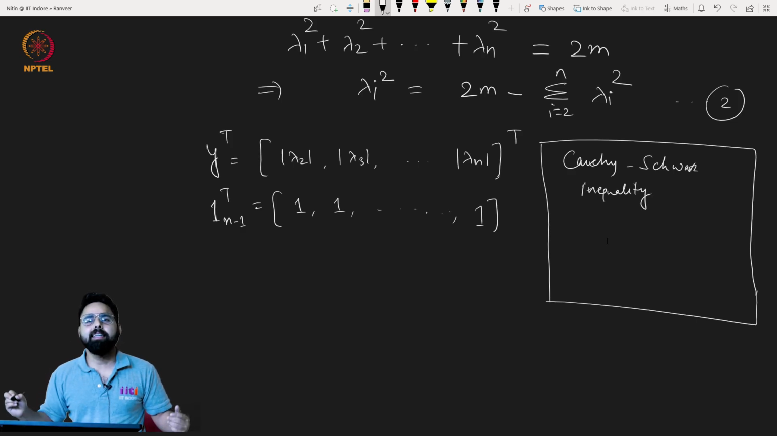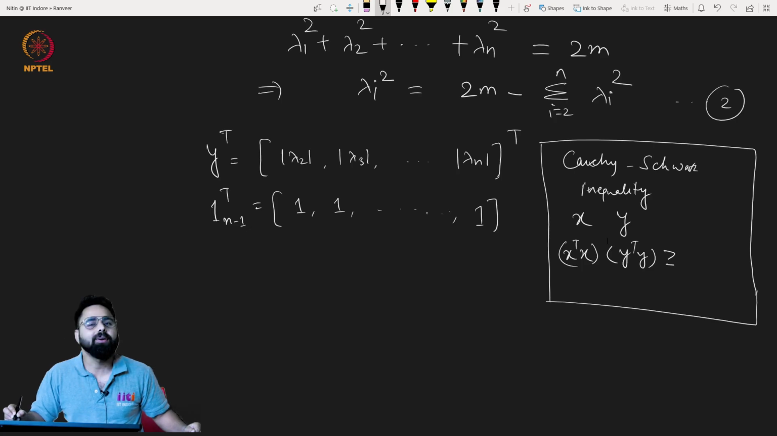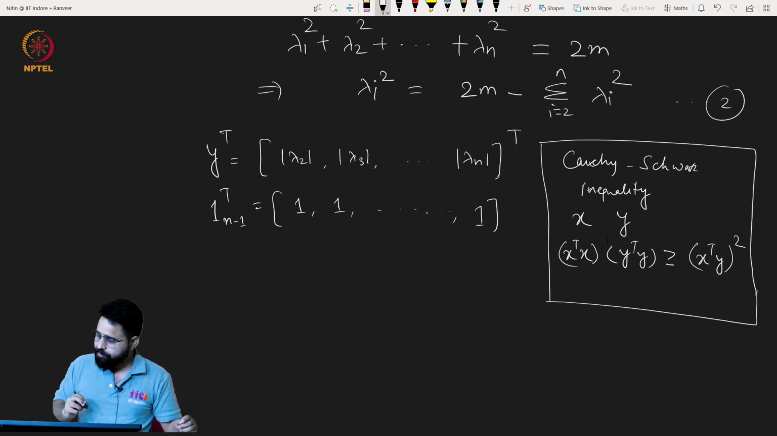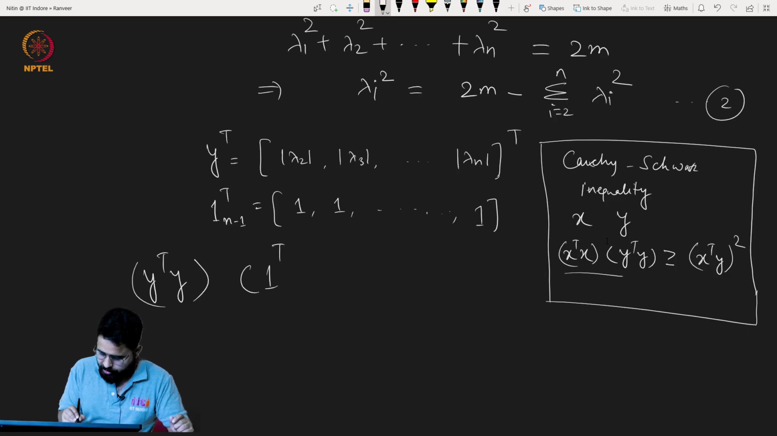It means this: suppose you have two vectors x and y. You take the dot product of vector x with itself and multiply it with the dot product of y with itself. This quantity is always greater than or equal to the square of the dot product of x and y. A very famous inequality. So let us make use of this inequality for these two vectors. This will give you y transpose y times 1 transpose 1. I am not writing this n minus 1.